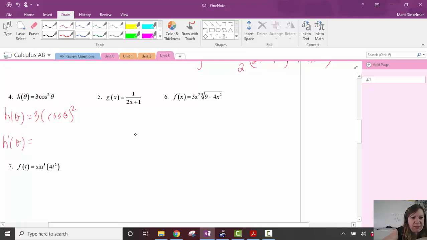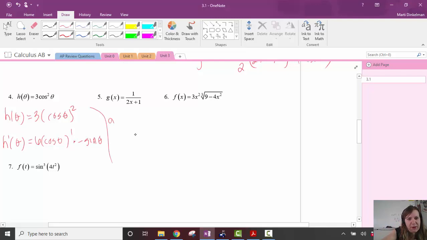So derivative of the outside, that 2 is going to pop down, becomes a 1, leaving the inside alone. So if you don't want to put that 1 power there, that's fine. And then the derivative of the inside is negative sine. So again, a little simplifying we could do there if we wanted to.